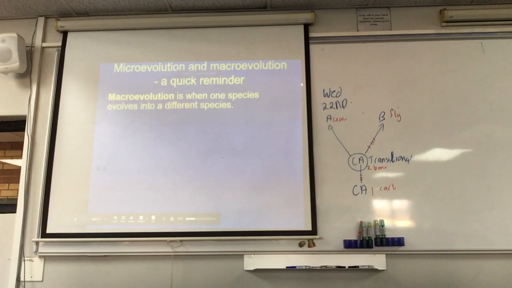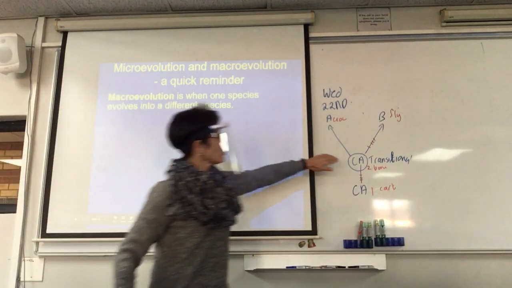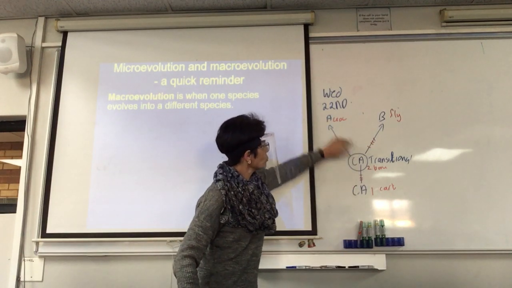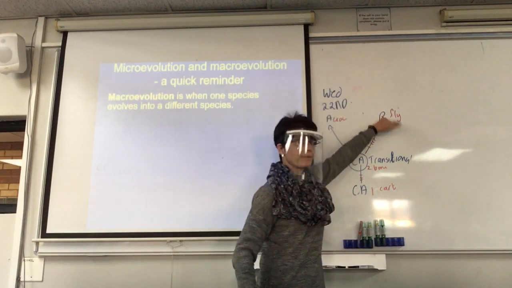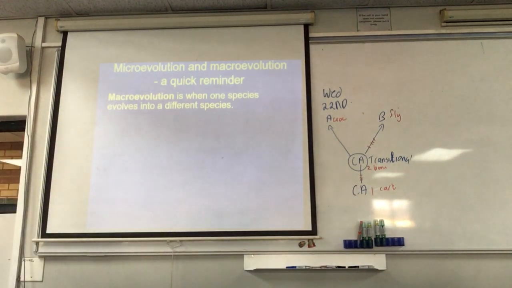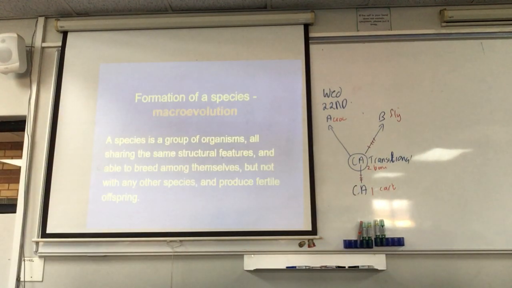All right. So macroevolution is when one species evolves into another, like over here, or from 1 to 2 and then to a crop or to a flying bird or something. I don't know why I wrote fly there. It's a bird.